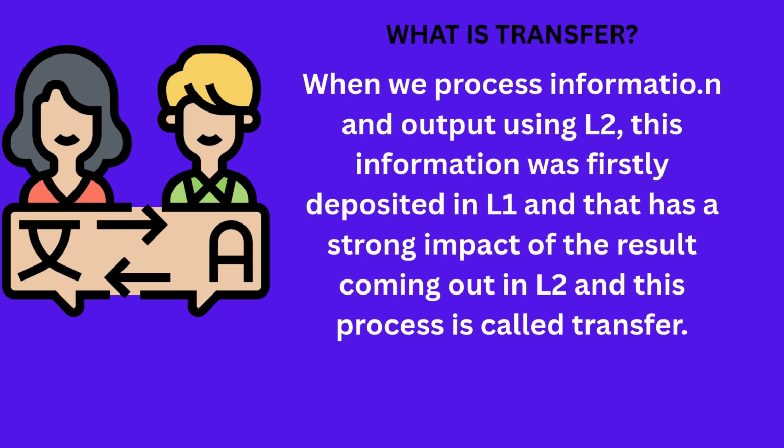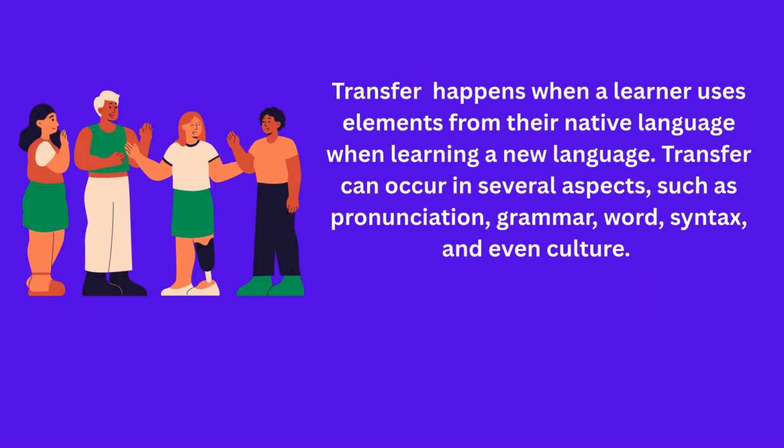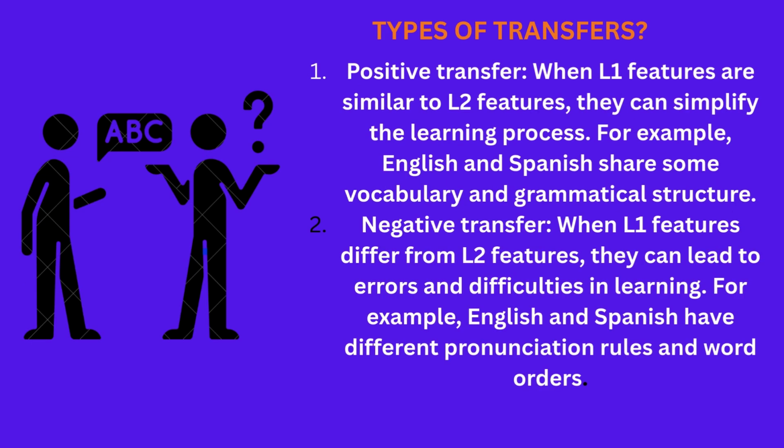So, what is transfer? When we process information and output using L2, this information was firstly deposited in L1, and that has a strong impact on the result coming out in L2. And this process is called transfer. Transfer happens when a learner uses elements from their native language when learning a new language. Transfer can occur in several aspects, such as pronunciation, grammar, word, syntax, and even culture.